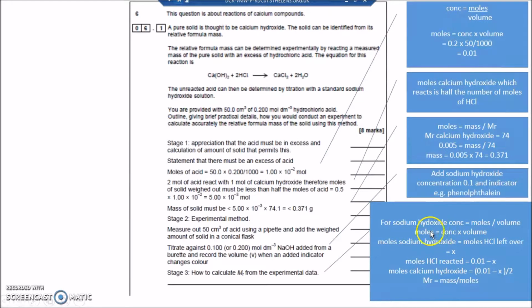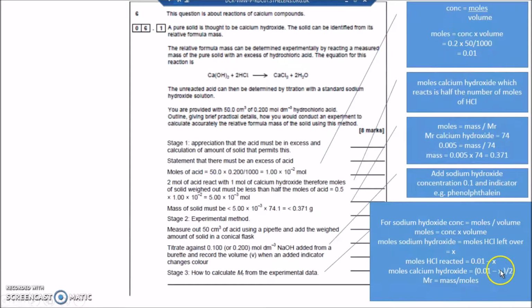So the number of moles of sodium hydroxide that I've just worked out that I've got is equal to the number of moles of HCl that's left over in this reaction. Let's just call it a value X. So the moles of HCl that are unreacted is X. The moles of HCl that have reacted are however many I started with.